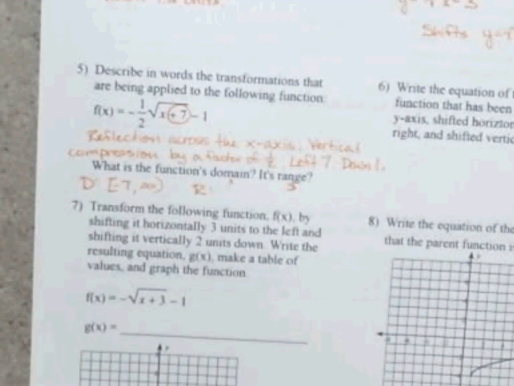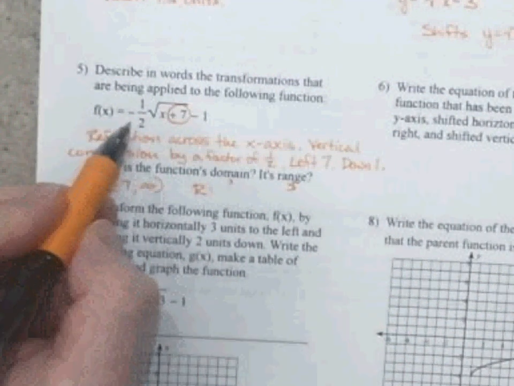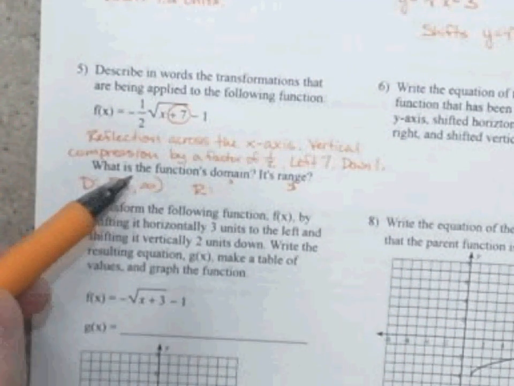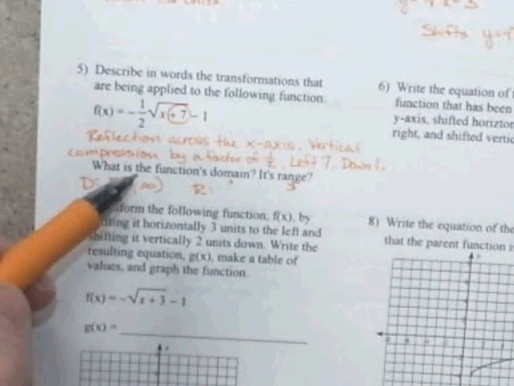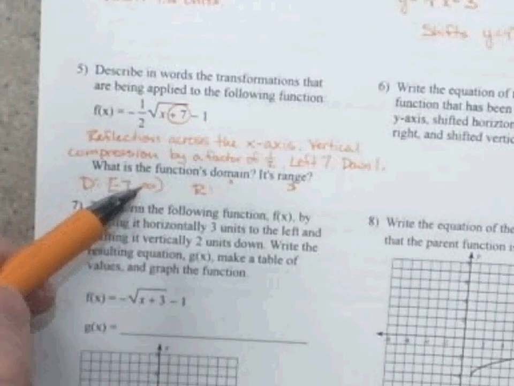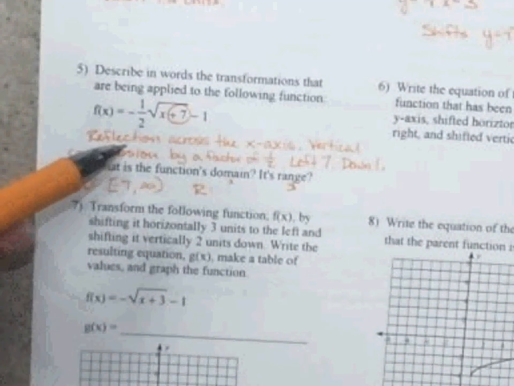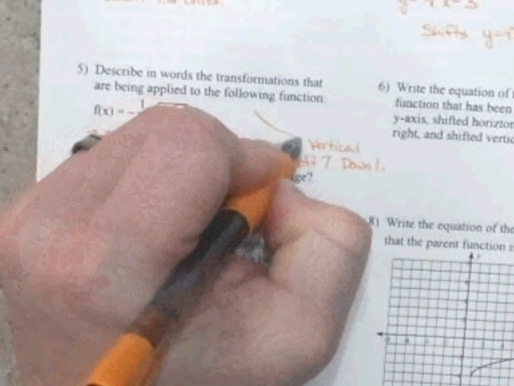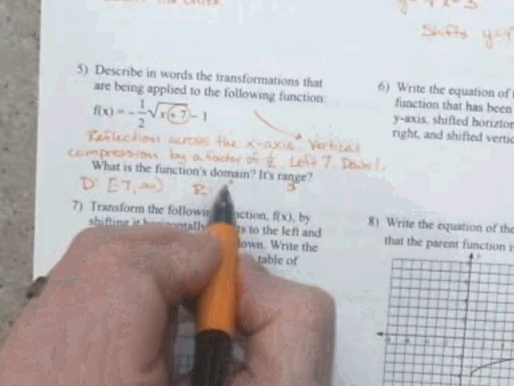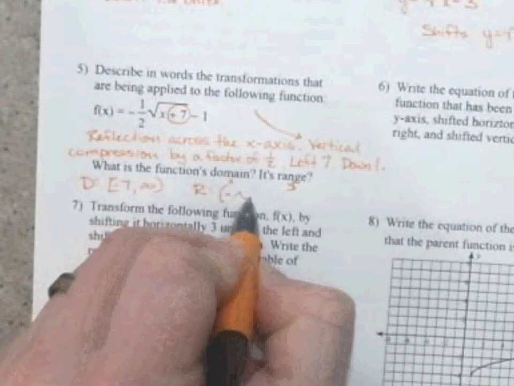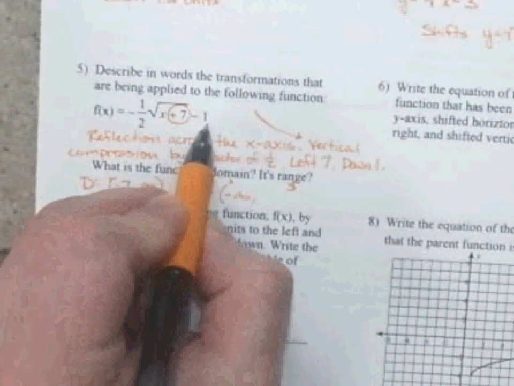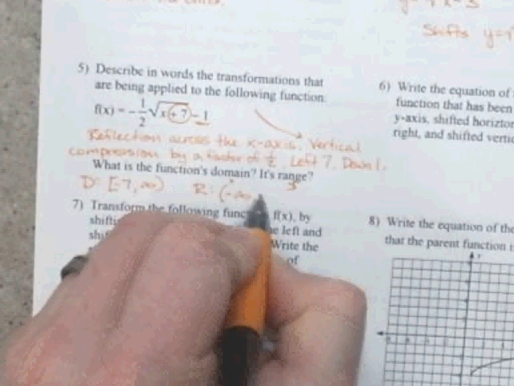And the range, now this is affected by that reflection across the x-axis. So instead of our range starting at wherever the vertex is and going up until infinity, now it's starting at the vertex and it has this shape where it goes down like this. So the lowest value we're going to have is -infinity, and the highest value that we'll have is this -1.